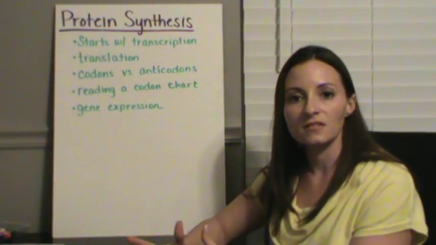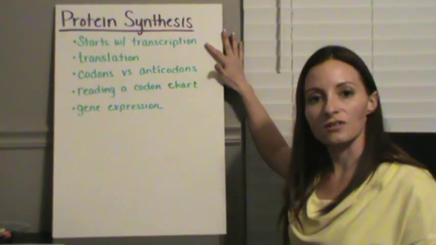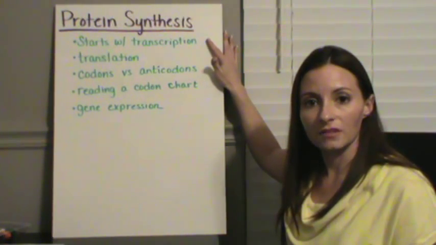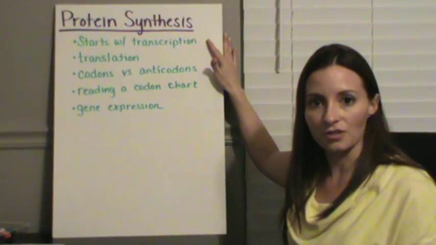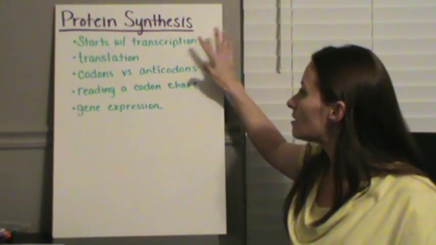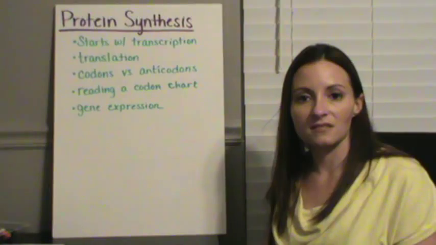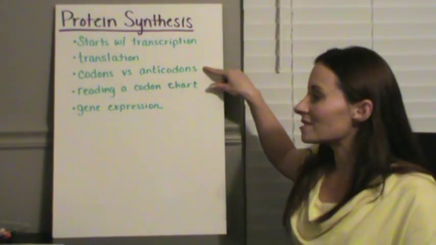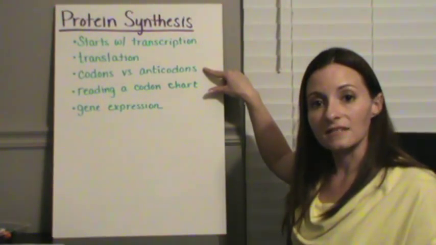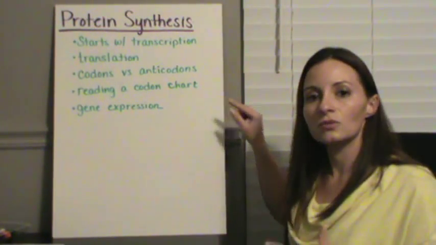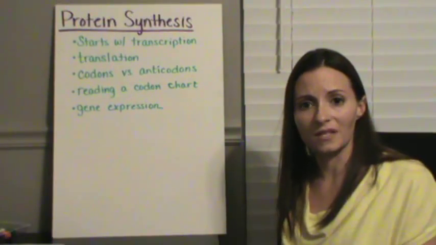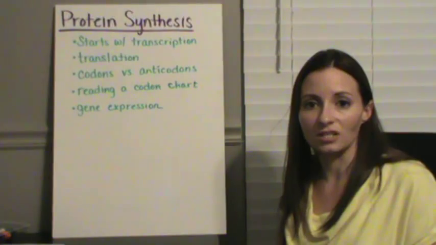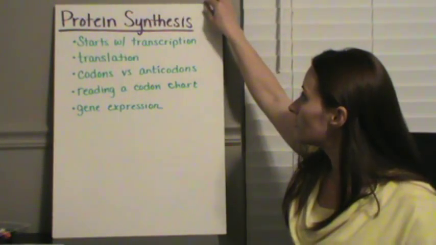Today we're going to talk about the steps in protein synthesis, which starts with transcription. Please refer back to the RNA video if you need to review what transcription is and what it does. Translation is the second part of protein synthesis, which we're going to talk about today. What's the difference between codons and anticodons? How do you read a codon chart to turn something into an amino acid chain? And finally, what is gene expression? What does it do?